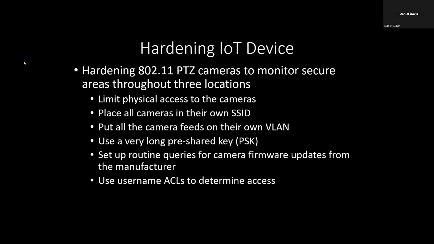Hardening IoT devices. This is just an example of some steps you may want to take to protect, for example, security cameras that are using IoT technology. Obviously, you would like to limit physical access to the cameras. Place all cameras inside their own SSID. Put all the camera feeds on their own VLAN. Use a very long pre-shared key, a PSK. Set up routine queries for camera firmware updates from the manufacturer, and use an access control list to determine access.